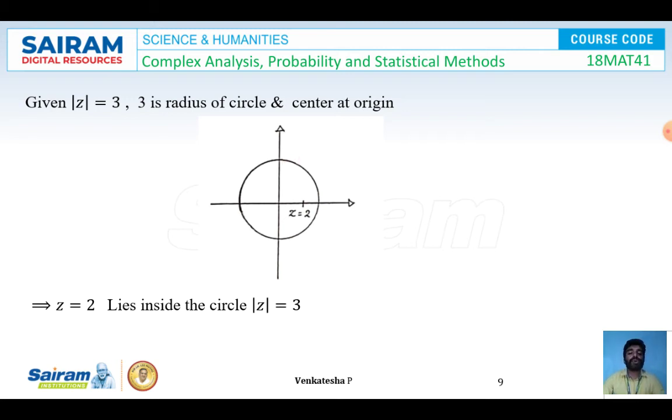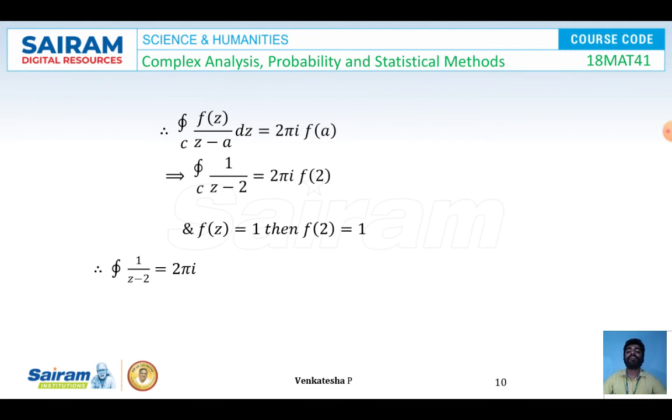So the point z is equal to 2 lies inside the circle, because the point z is equal to 2, in the sense x comma y is equal to 2 comma 0, will come on the positive x axis. So the point lies here. Hence the point z is equal to 2 lies inside the circle mod z is equal to 3, so that I can use the formula. It is given by the integral over the region C of f of z by z minus a dz is equal to 2 pi I into f of a. So it will become the integral over the region C of 1 by z minus 2 into 2 pi I f of 2. The function is 1, so f of 2 will obviously be 1. Hence I got the value of the integral of 1 by z minus 2 dz equal to 2 pi I.